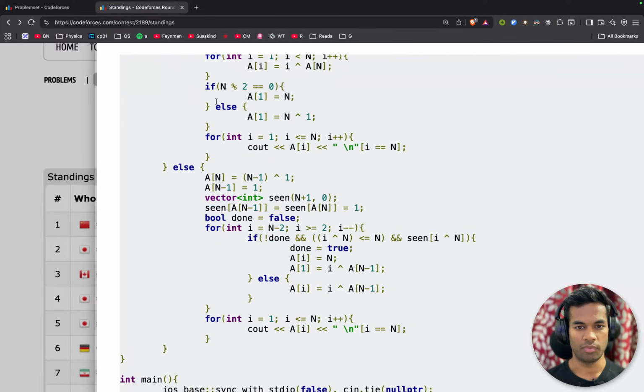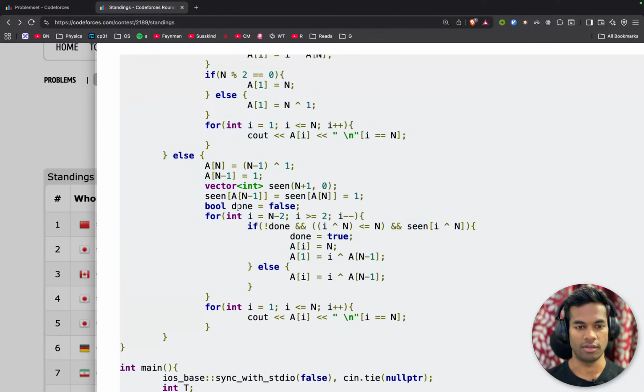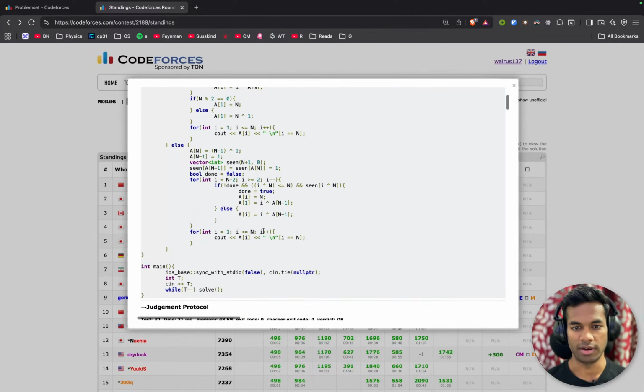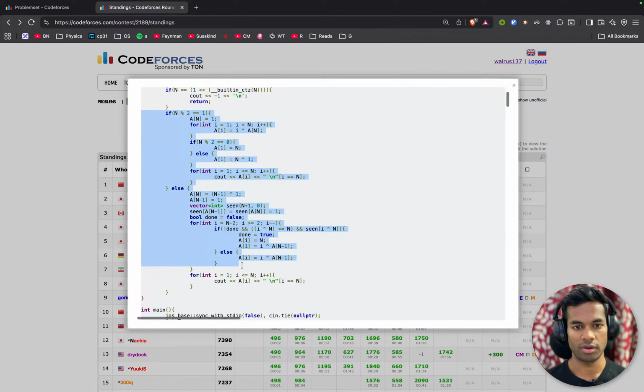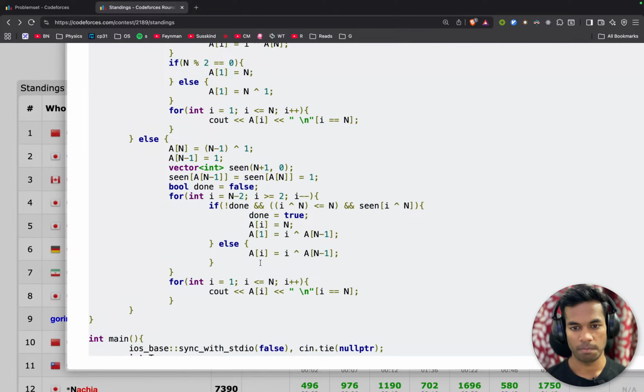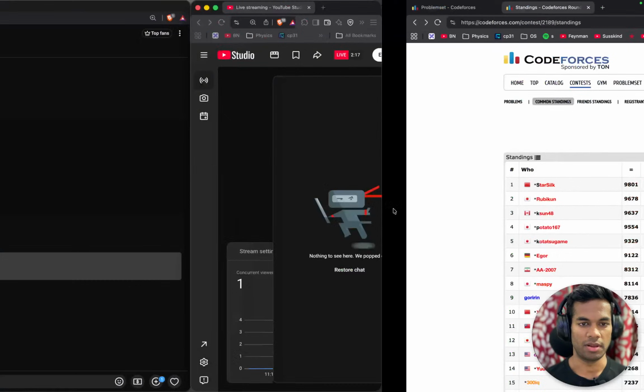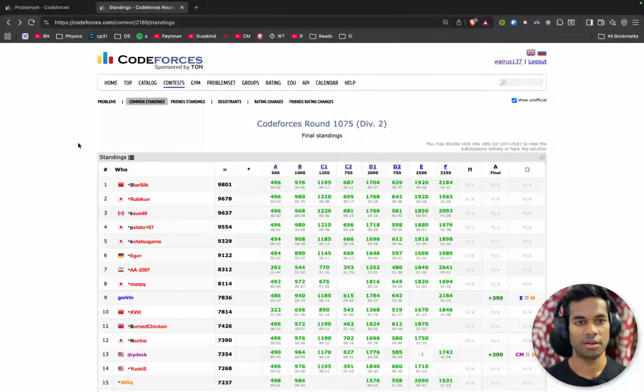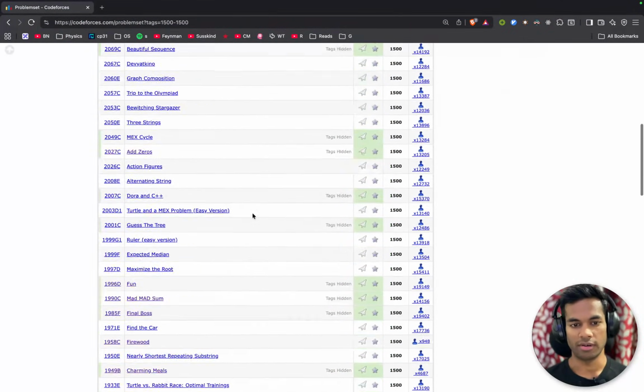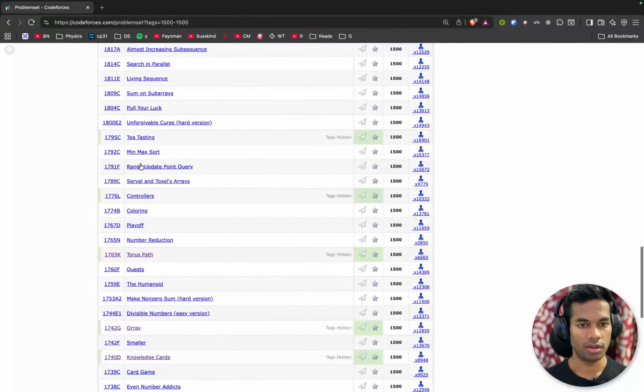Okay, so this goes into bits. This would consider some bit logic because we want the XOR to be equal. Yeah, we are taking the XOR here. Okay, we will look at this later. Let's do some 1500 rated problems.